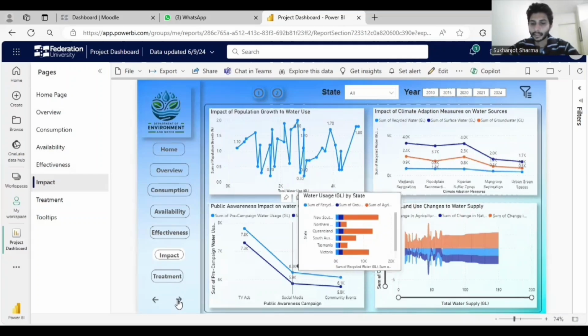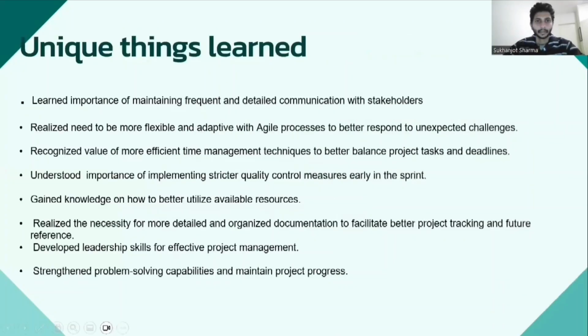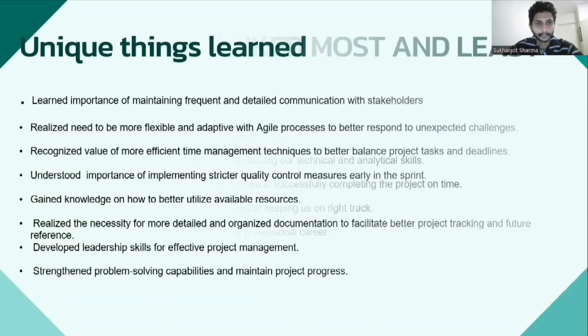So these are my major contributions. The unique things that I learned from the project are: I learned the importance of maintaining frequent and detailed communication with stakeholders, so that we can keep them better informed and engaged. I realized the need to be more flexible and adaptive with agile processes to better respond to unexpected changes or challenges. I recognized the value of more efficient time management techniques to better balance project tasks and deadlines. And I understood the importance of implementing stricter quality control measures early in the sprint to ensure a higher standard of reliability.